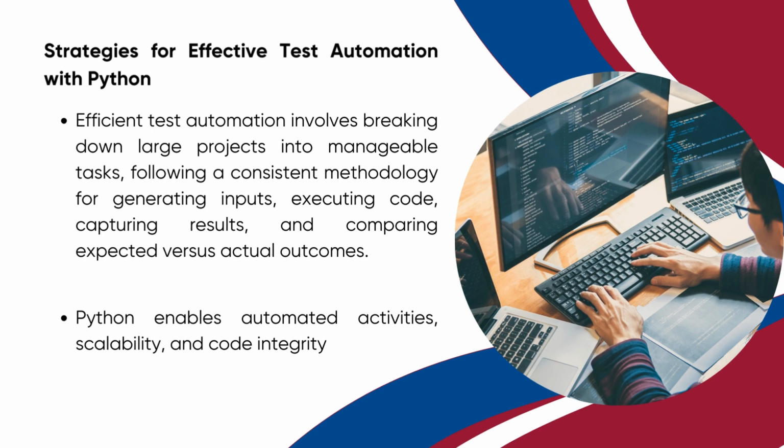Strategies for effective test automation. With Python, efficient test automation involves breaking down large projects into manageable tasks, following a consistent methodology for generating inputs, executing code, capturing results, and comparing expected versus actual outcomes. Python enables automated activities, scalability, and code integrity.